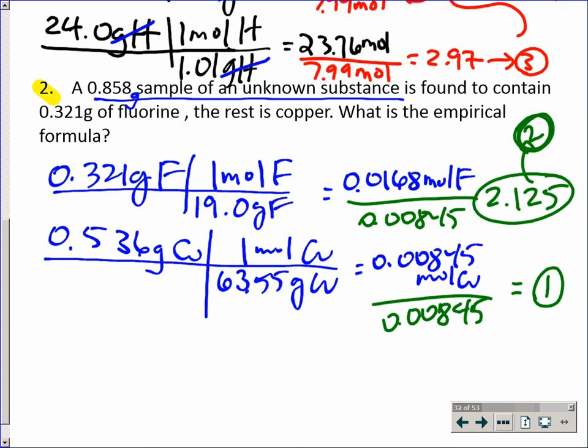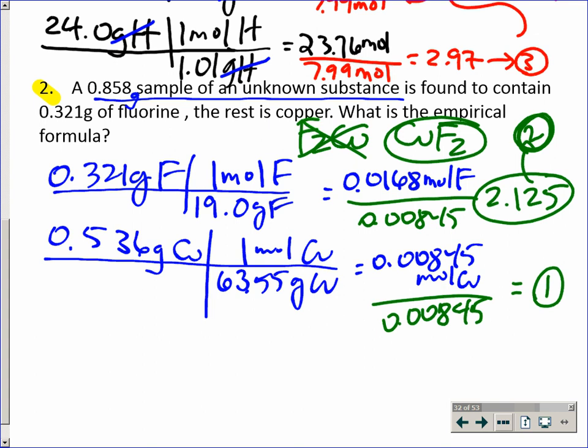So what is the empirical formula, guys? CuF2, right? If you put F2Cu, that just looks ugly. You identify there's a metal and a non-metal here. What's the order I always have to list them in? Metal, then non-metal, right? So it'll be CuF2. And let's go ahead and name that.